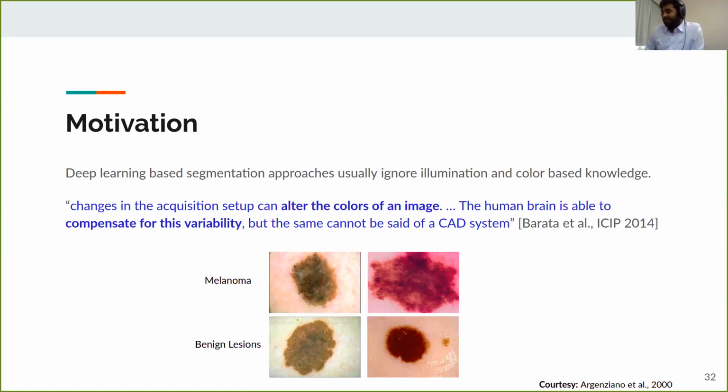This ISIC paper said that depending on the acquisition setup, the images of the skin lesions can look vastly different, as can be seen in the set of images. The first row shows 2 lesions with melanoma, and the second row shows 2 lesions with benign conditions. And we see that depending on how they were imaged, they can look vastly different in terms of appearance.